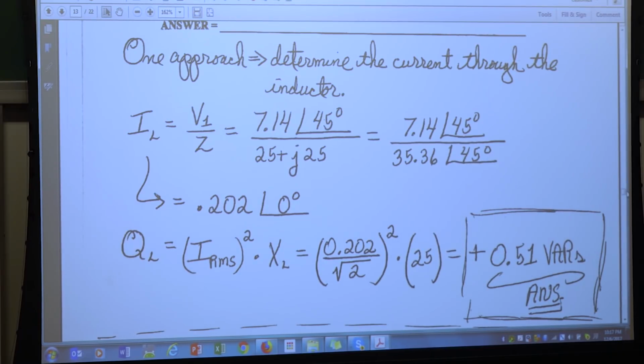How are we doing on real and reactive power? I get the feeling you're really solid on this.